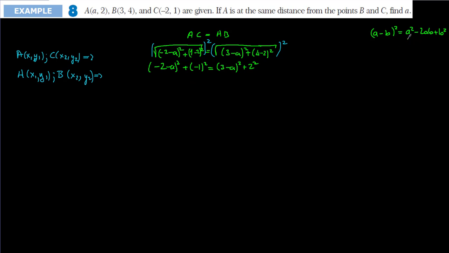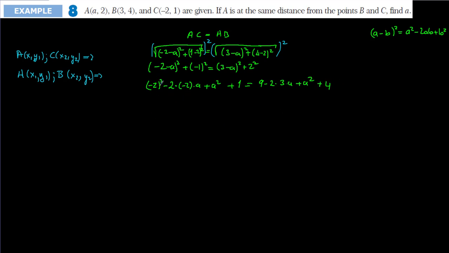Here (a minus b) square is equal to a square minus 2ab plus b square. So it is equal to minus 2 times a, where b is equal to a, plus a square plus 1. On the other side, (3 minus a) square is equal to 9 minus 2 times 3 times a plus a square, and plus 4 it should be.